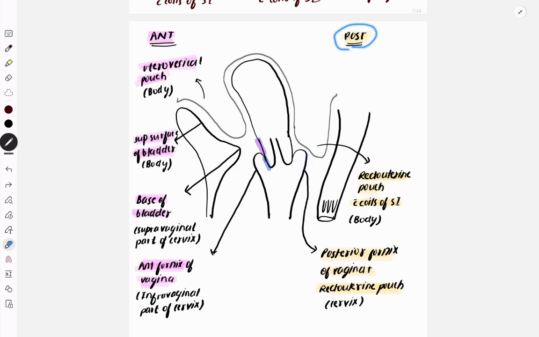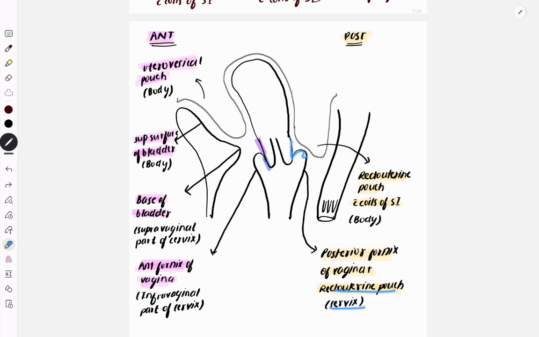Further, the posterior relations of the uterus. So posteriorly, as we had the uterovesical pouch in the anterior, we will have the pouch between the uterus and the rectum, which is the recto-uterine pouch or the pouch of Douglas. And this pouch of Douglas has the coils of small intestine. So this is the relation of the body of uterus.